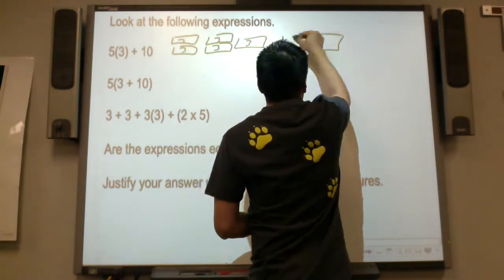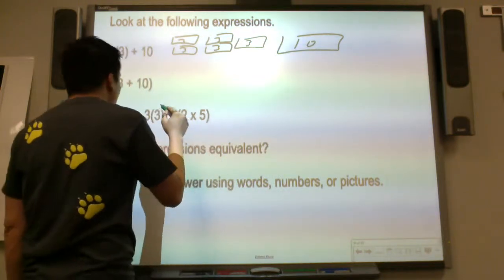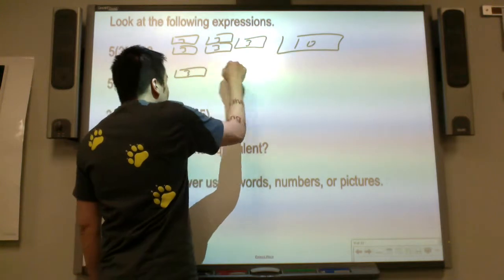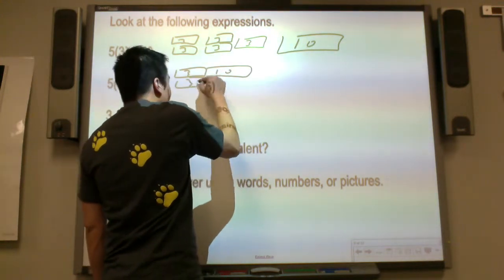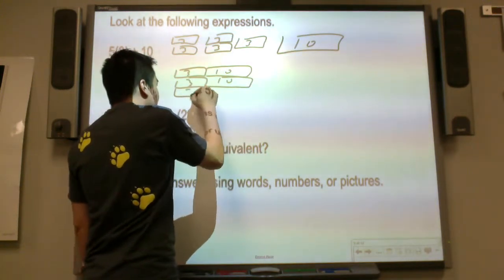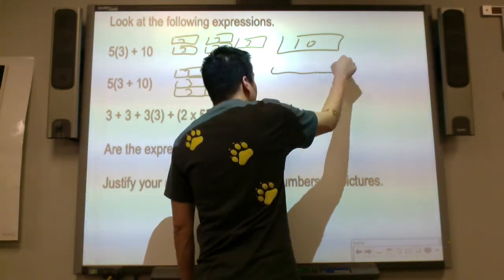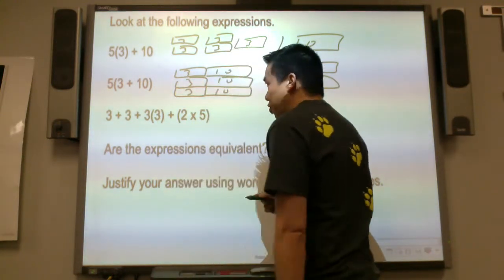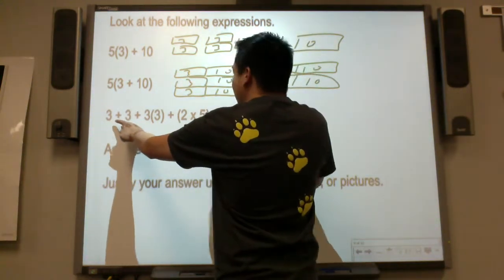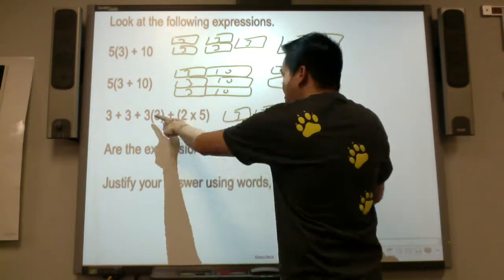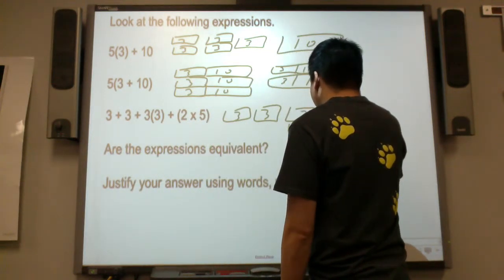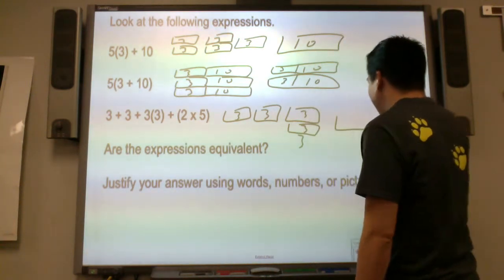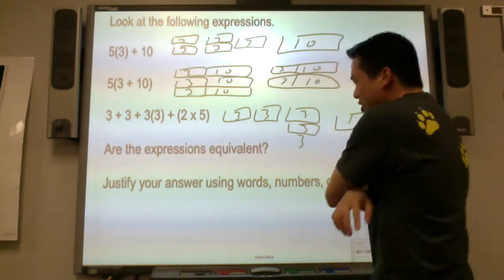And then you have a 10. The second one says you have 5 groups of 3 with a 10. So you have 3, 10, 3, 10, 3, 10, 3, 10, 3, 10. The third one says you have a 3, you have another 3, you have 3 groups of 3 plus, and what is 2 times 5 going to be? 10.